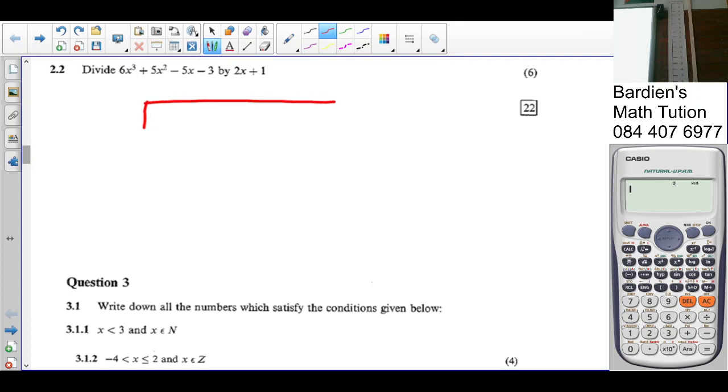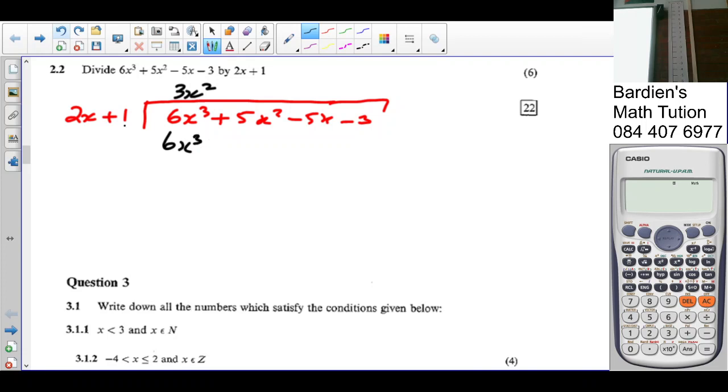Here, the divisor is 2x plus 1. You divide by 2x plus 1. So you got 6x cubed plus 5x squared minus 5x minus 3. So the question we ask ourselves, what must be multiplied by 2x to give you 6x cubed? And the answer is 3x squared. Not so? The 3x squared times 2x is 6x cubed. 3x squared times 1 is going to give you 3x squared. So what do we do now?